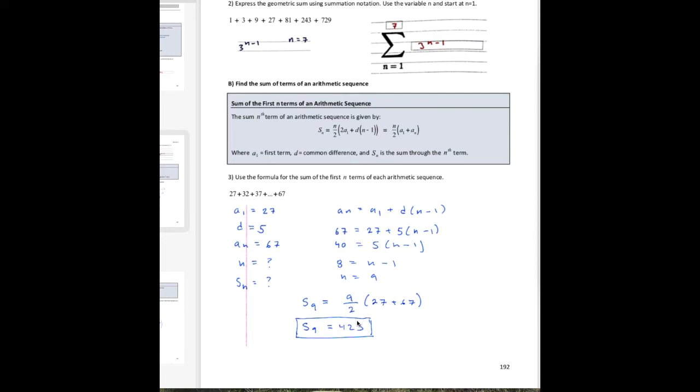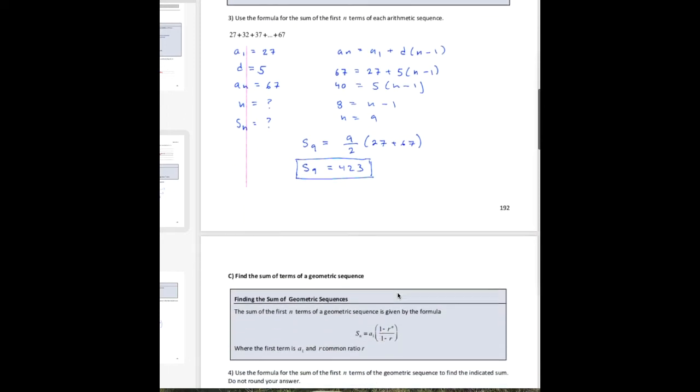So very, very formula driven. If you're trying to find the sum of the first n terms of an arithmetic sequence, this is it. It's one of these two things, and basically you just have to find all the pieces in one or the other versions, and that's how you're going to do it.